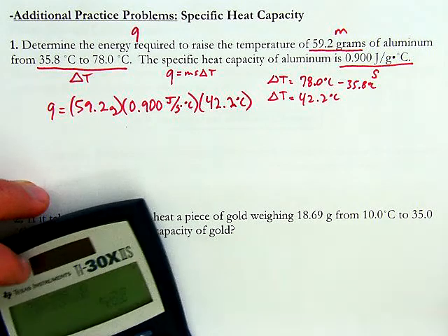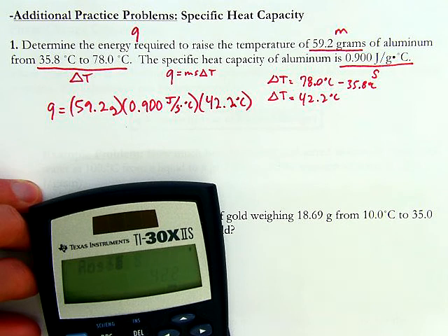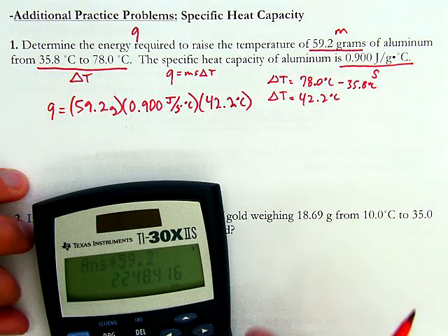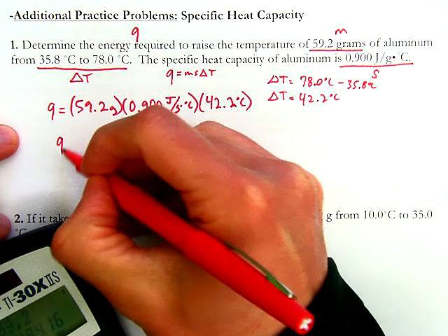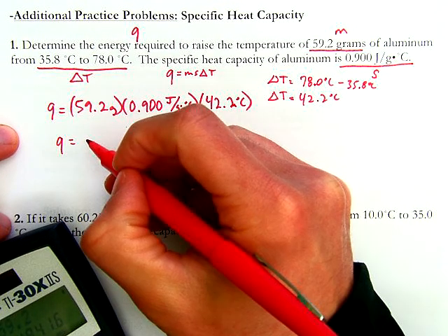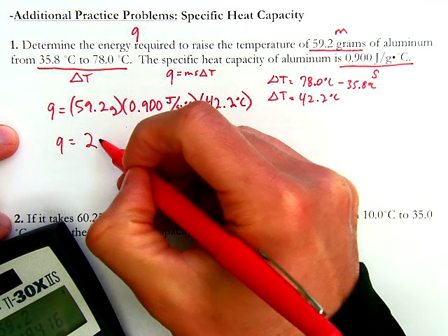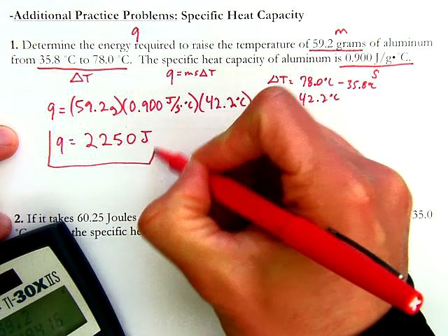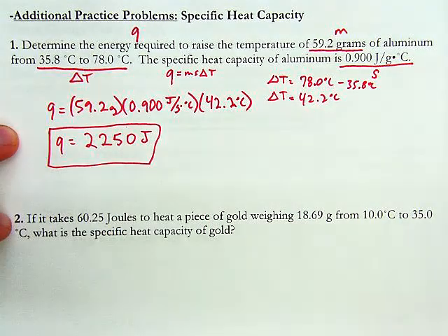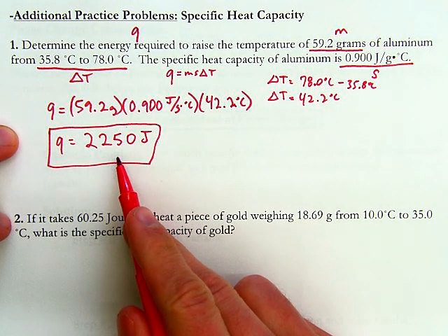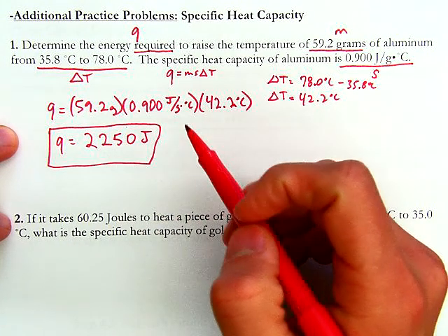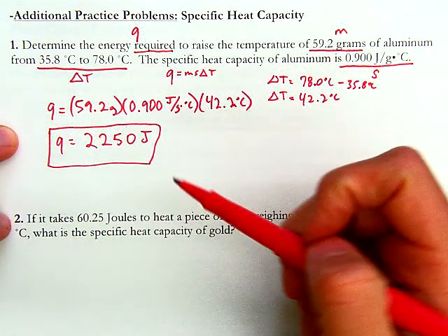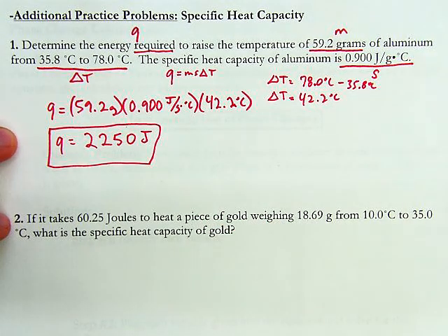So now we're going to multiply these numbers. Okay, 42.2 times 0.9 times 59.2, and Q equals, okay, rounding to 3 sig figs, it's 2,250. This is joules. Now, this is a positive value, and that makes sense because this says energy is required, which means the system needs to gain that energy from the surroundings because we're warming it from 35 up to 78. So that's just another problem solving for Q.